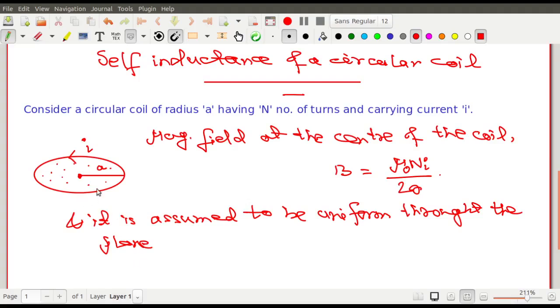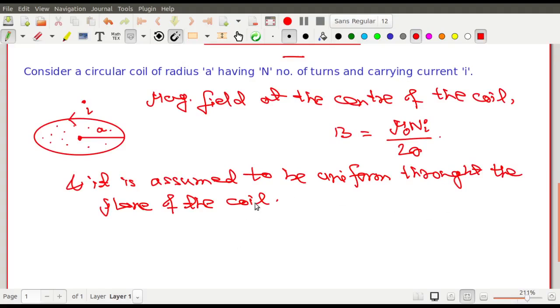And if you assume the radius of the coil to be very small, then this assumption is perfectly true. And that is what we are doing also. It is assumed to be uniform throughout the plane of the coil, because this much assumption will help us to get some good result.